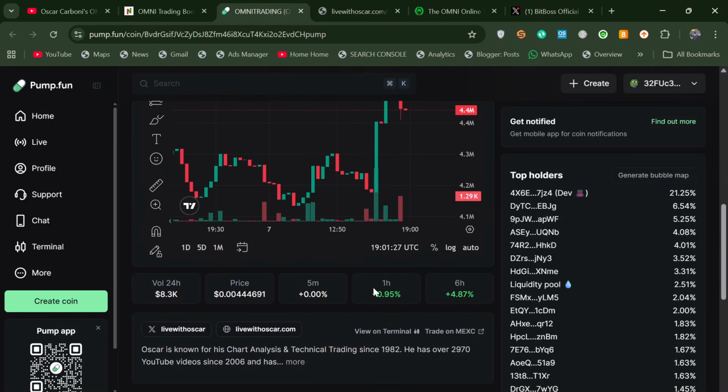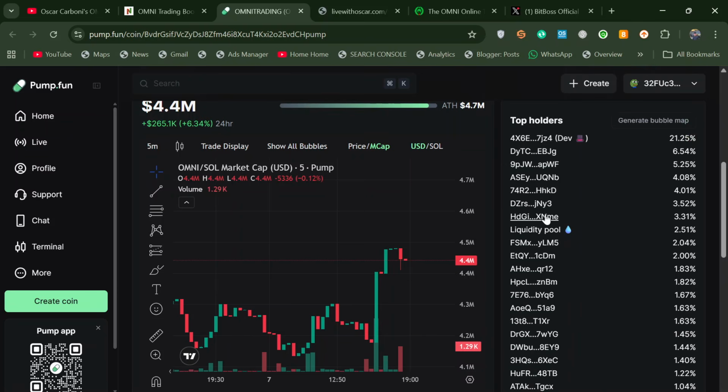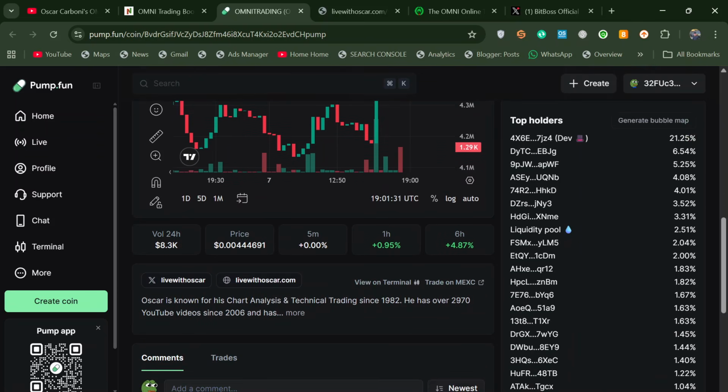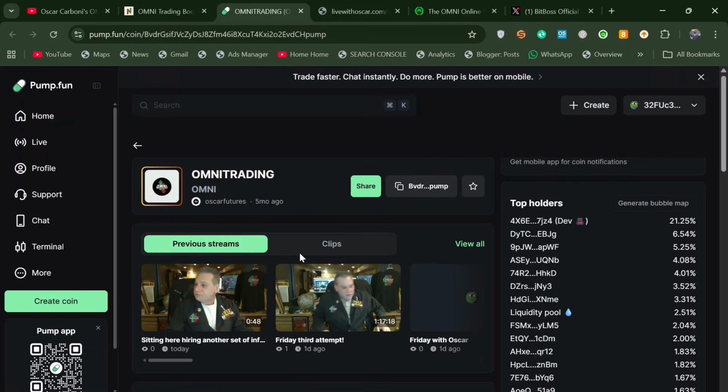There you can see the option to buy this token. As I already told you, the price of this token is around 0.0044691. Now I am going to show you how you can buy this token, and this one is the address.